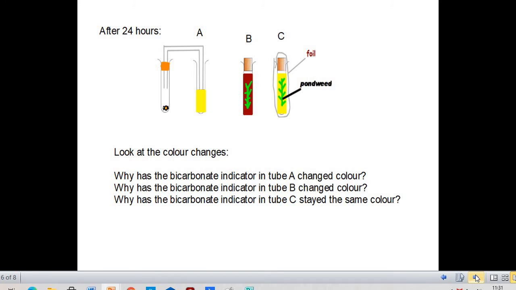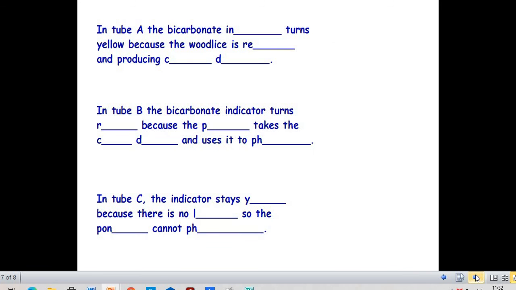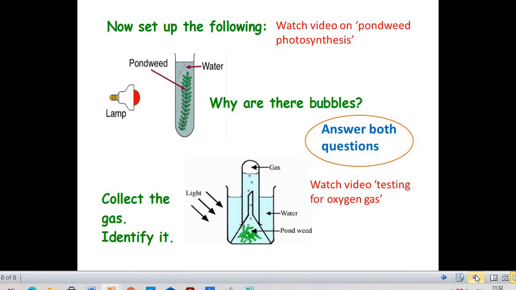So think about, why is the bicarbonate indicator in tube A changed? Why is the bicarbonate indicator in tube B changed? And why has the bicarbonate indicator in tube C stayed the same colour? Complete these blanks using the results from the previous slide, and then I want you to watch the video on pondweed photosynthesis.